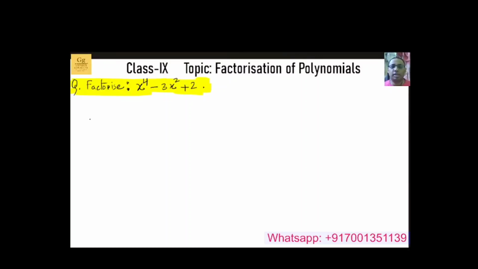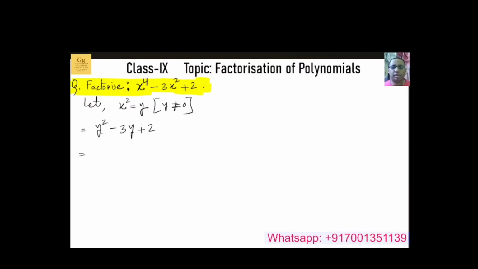So आज हम लोग क्लास 9 का फैक्टराइजेशन ऑफ पॉलिनोमियल्स टॉपिक को डिस्कस करेंगे। तो फर्स्ट फैक्टराइजेशन क्वेश्चन इस प्रकार का है x to the power 4 minus 3x square plus 2. तो यहाँ पे हम लोग पहले क्या करेंगे कि let x square equal to y, जहाँ पे y is not equal to 0. We have to take this thing. Next we have to follow that y square, then minus 3y, and then plus 2.